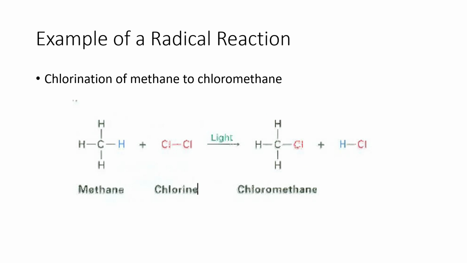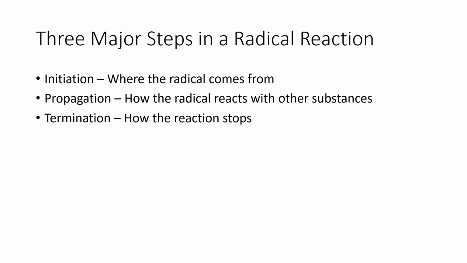Okay, so an example of a radical reaction is our chlorination of methane to chloromethane. We discussed this in our alkanes, but we did not delve deeper into the mechanism of action. So there are 3 major steps in a radical reaction. We have initiation, propagation, and termination. In the initiation phase, you will know how the radicals are formed. Radicals are not common in nature because they are highly reactive. Propagation is how the radical reacts to other substances, and termination is how the reaction stops.